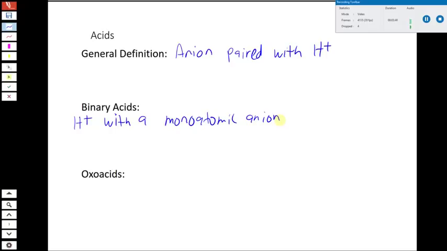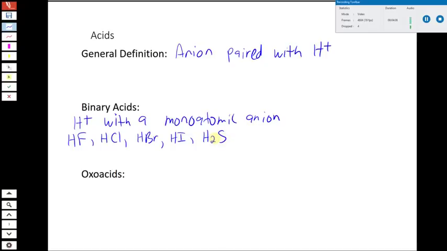So again, a binary acid is H+ with a monoatomic anion. As the name binary suggests, it only has 2 elements, hydrogen and something else. And the classic examples of these are the halogen acids, so like HF, HCl, HBr, HI, and then there's a couple others from other groups, like you can form H2S.